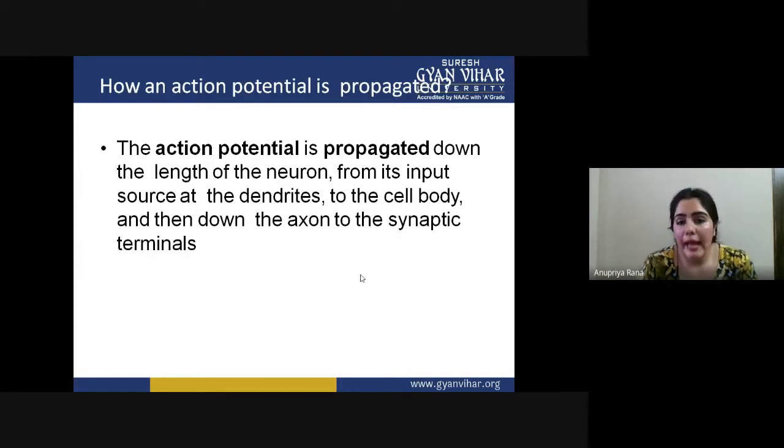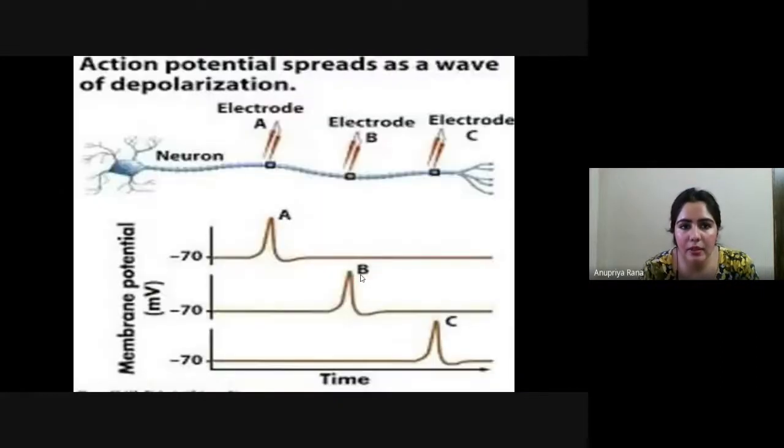The action potential is propagated down the length of the neuron from its input source at the dendrites to the cell body, and then down the axon to the synaptic terminal. So basically, if we see the diagram here.